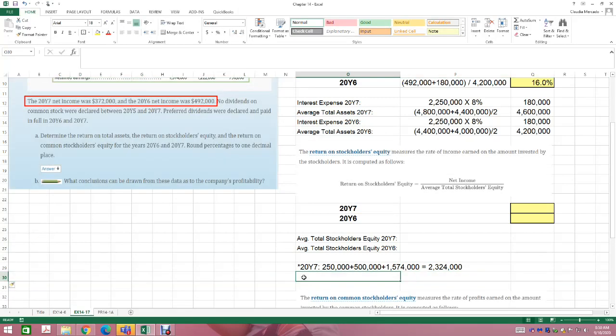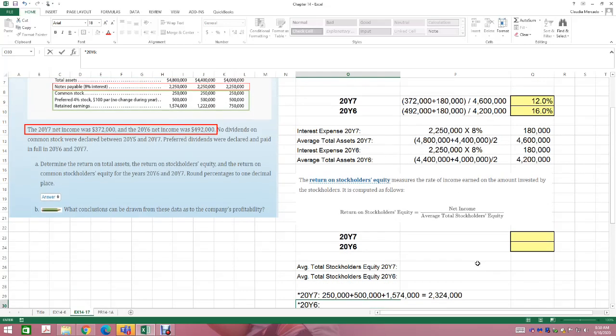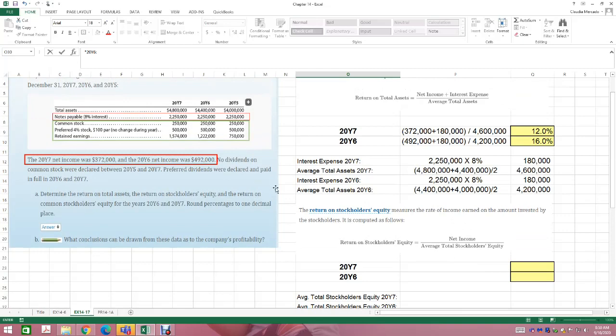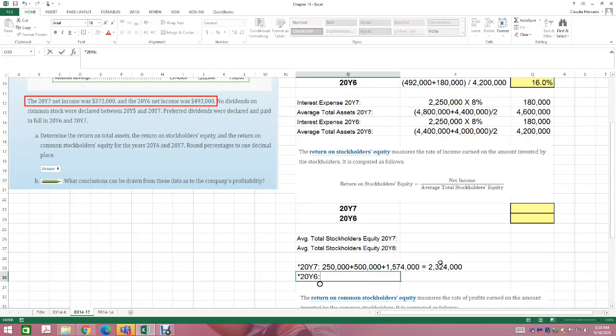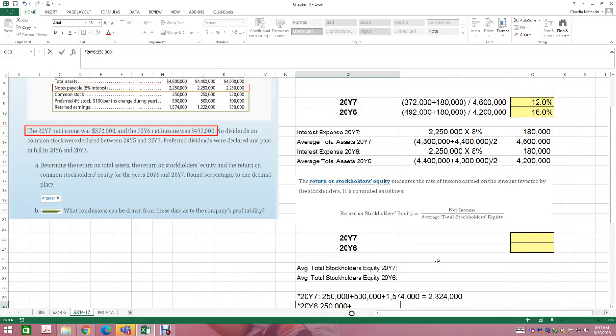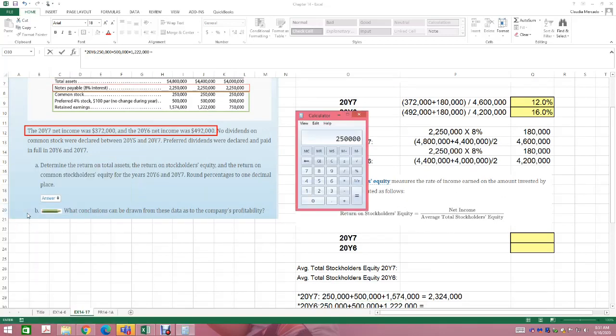Now I'm going to do the same thing, but for 20Y6. For 20Y6, I've got 250, 500, and 1,222,000. So it'll be 250 plus 500 plus 1,222,000. And let's see what we get. 500,000 plus 1,222,000. We get 1,972,000.